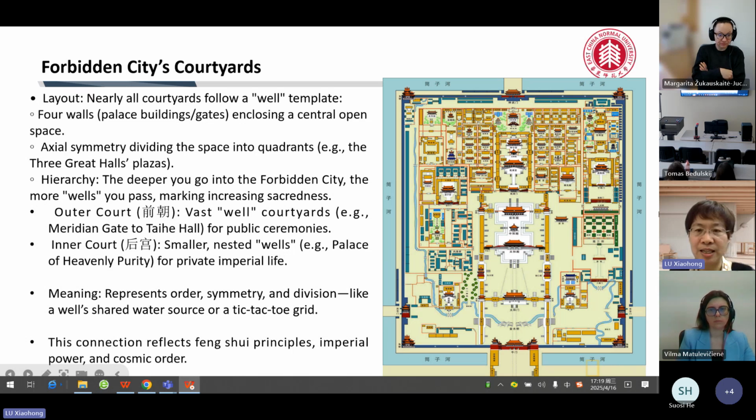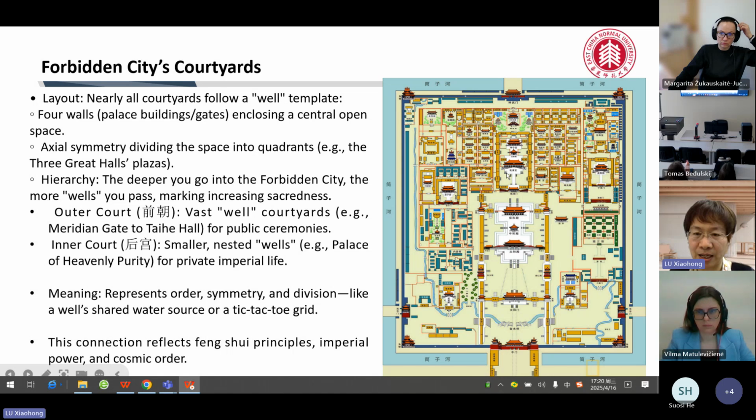The Forbidden City courtyard also follows this well, or Jing, template. You can see it all follows that, with the courtyard in between. Let's take a close look at the Forbidden City. We have mentioned the three important halls: 太和殿, 中和殿, and 保和殿. 太和 in English means the Hall of Supreme Harmony. This part is what we call the outer court, a vast Jing-shaped courtyard, the place for the emperor to work.